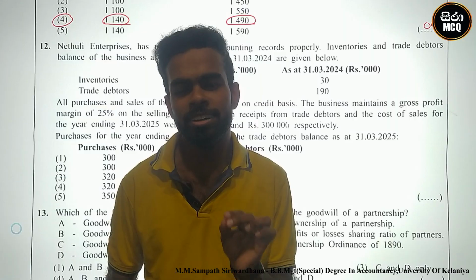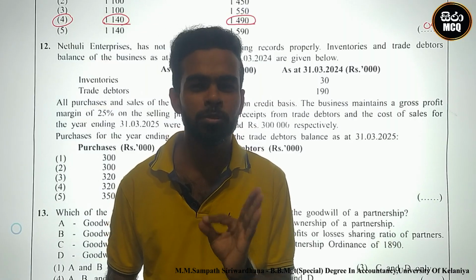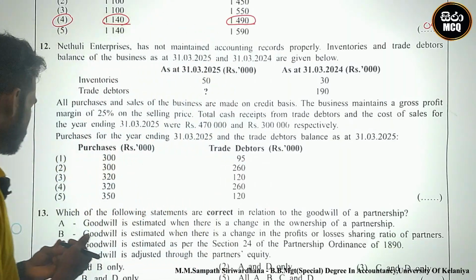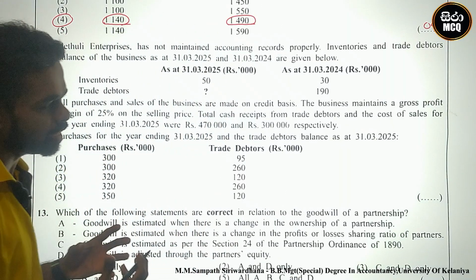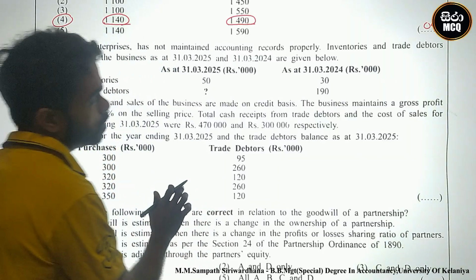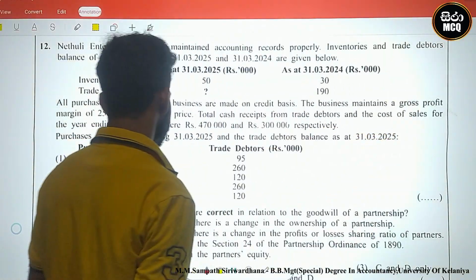Today we discuss the Advanced Level accounting paper 2025, question number 12. Let's go to the question. This is an incomplete accounts related question. What is the requirement? They request us, look here.